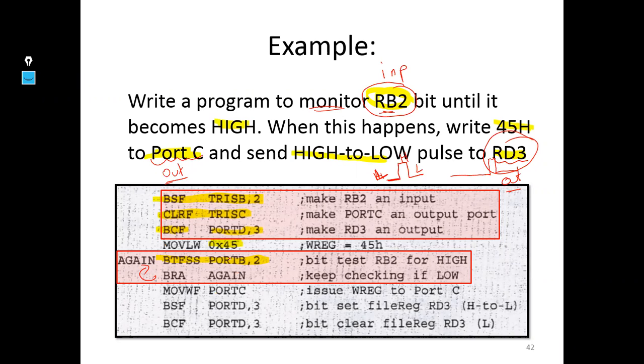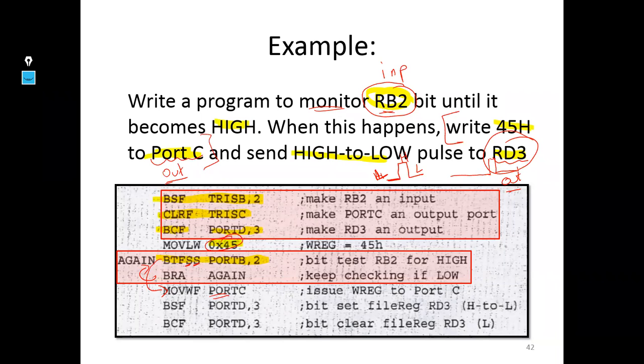Now, once B2 becomes high, here we have skip, because we have skip if set. So skip, what does it mean? We have to skip the branch again, and you have to execute move WF port C. So we have to load the value 45 to port C. So this is the answer to this part, write 45 to port C. And then we have to send high to low pulse on D3.